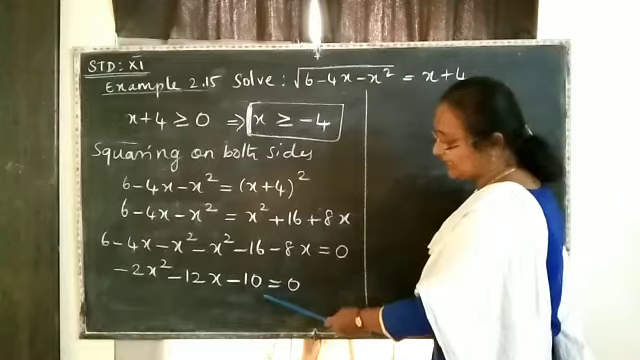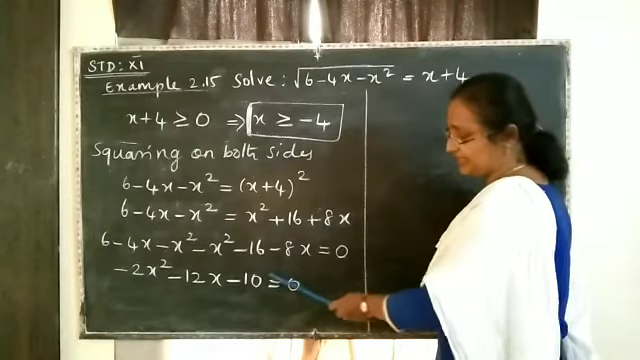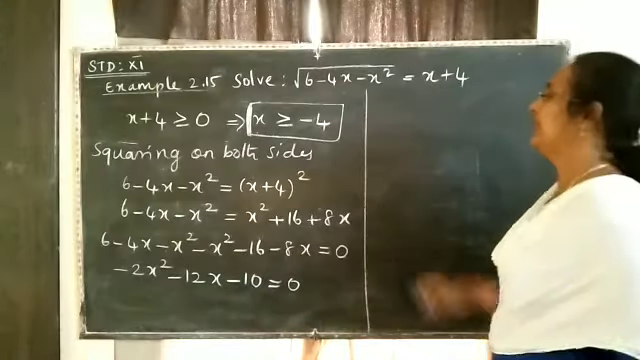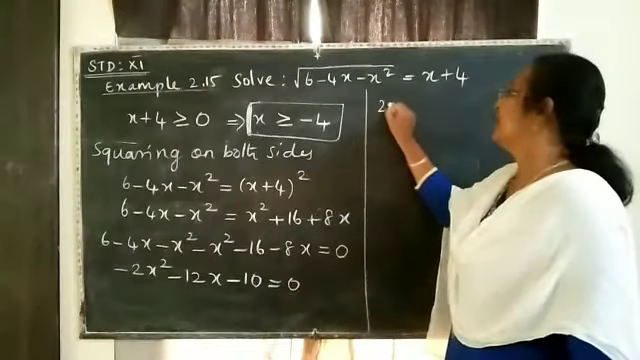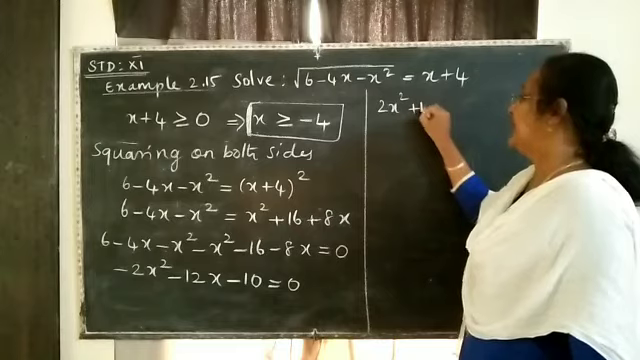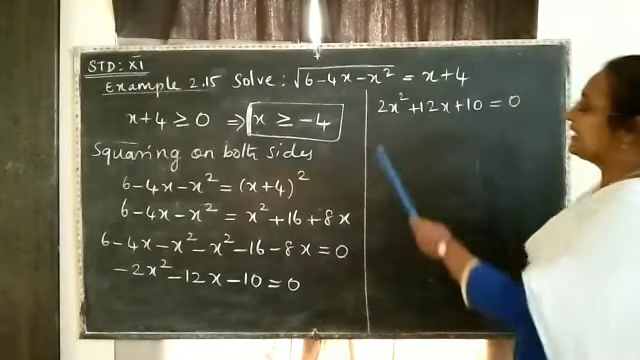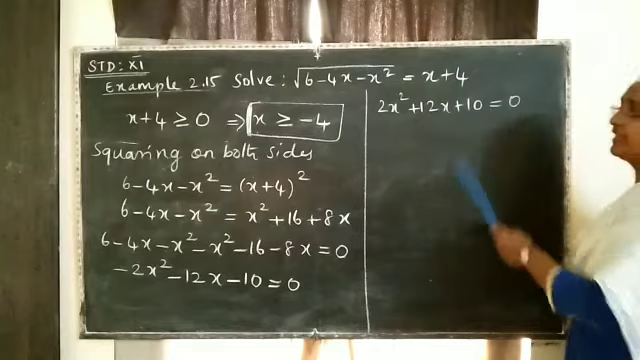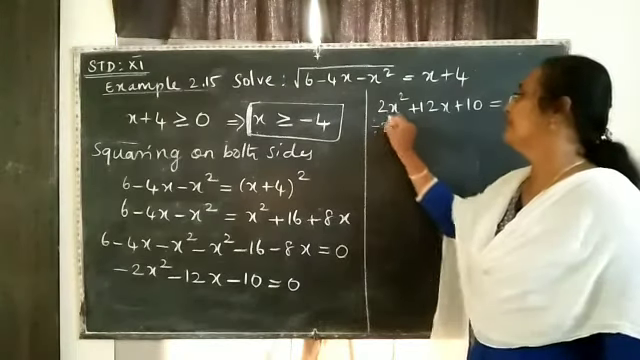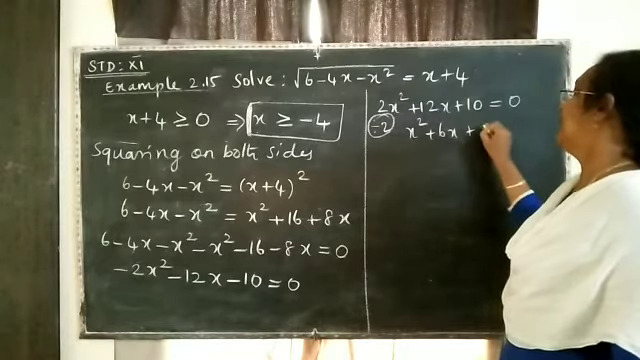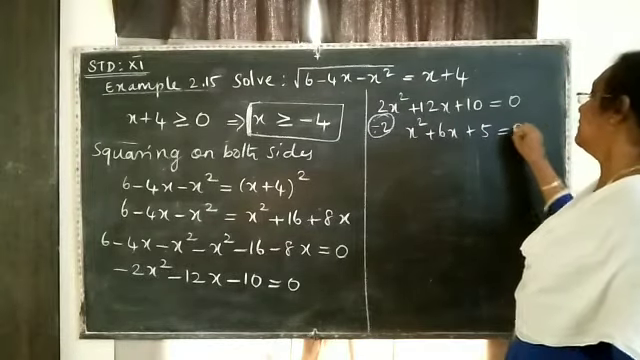Now very specially, the inequality is not given here. It is given to be equal to. So there is no problem, no inequality to change. So this becomes 2x squared plus 12x plus 10 is equal to 0. Since it has a common multiple 2 over here, shall we divide it by 2? Of course, we'll get x squared plus 6x plus 5 equal to 0.